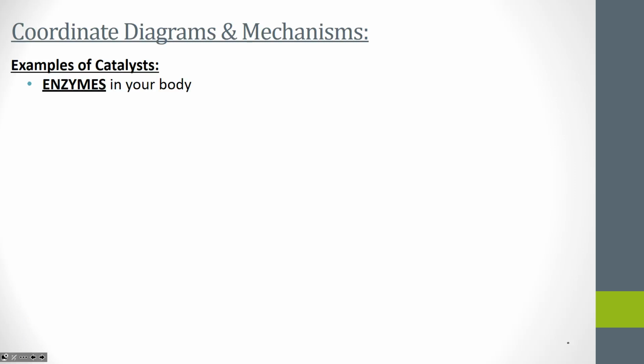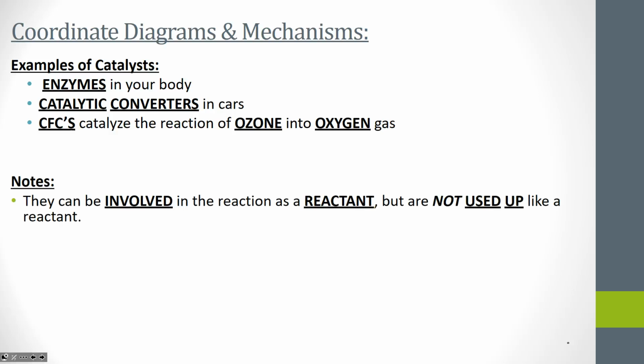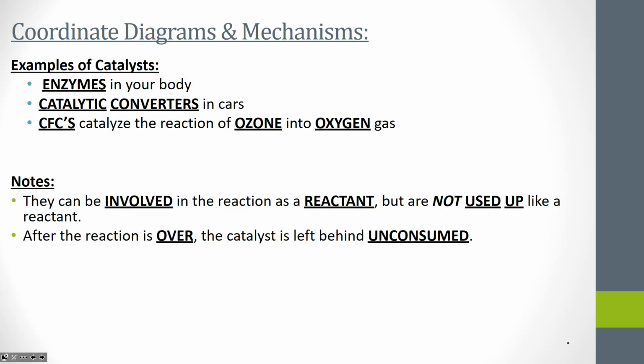Some examples of catalysts, I said enzymes in your body, catalytic converters in cars, and then we talked about chlorofluorocarbons in the atmosphere decomposing ozone into oxygen. And that's why they were so bad, because you keep getting them back. Remember that they're involved in the reaction, but they're not used up. Once that reaction's over, you get that catalyst back, and it's not consumed in the reaction.